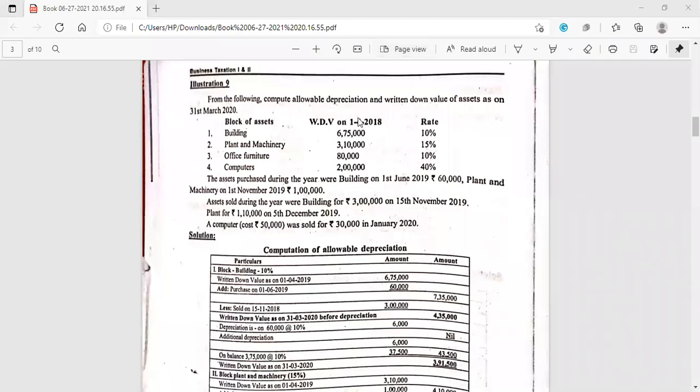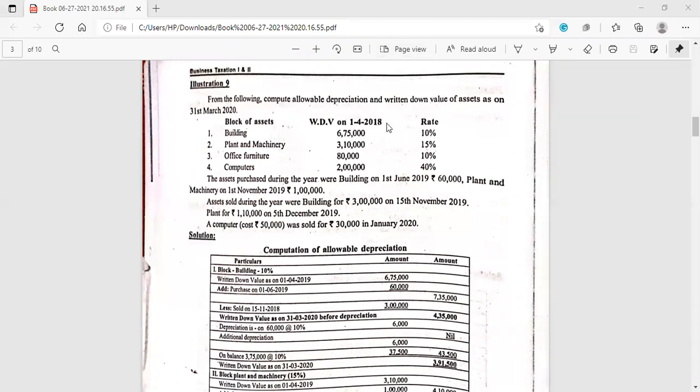Hello, dear students. Let us consider another problem for the discussion. Now, the problem is like this: from the following, compute allowable depreciation and return on value of assets as on 31st March 2020. Here return on value will be calculated after deducting the amount of depreciation.